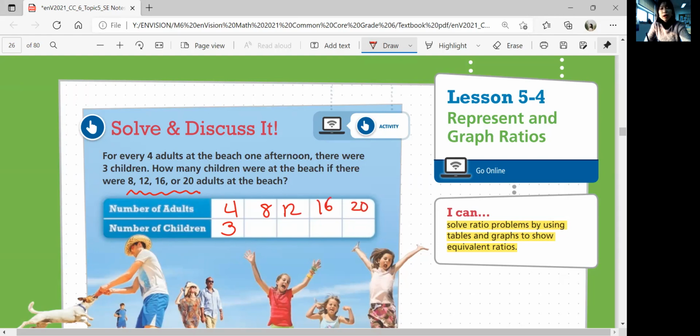So go ahead and write the numbers down for the adults. This is number of adults. So 4 times 2 is 8. So you multiply 3 by 2. 4 times 3 is 12. So you multiply 3 times 3, 9. 4 times 4 is 16. 3 times 4 is 12. 4 times 5 is 20. 3 times 5 is 15. And that's how you can generate a table of equivalent ratios.